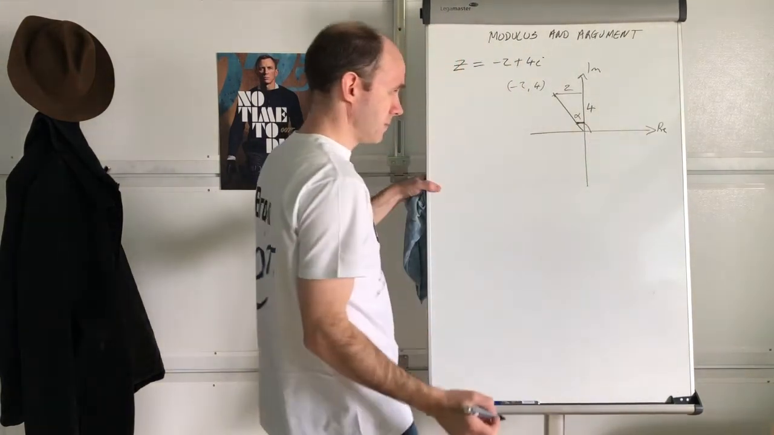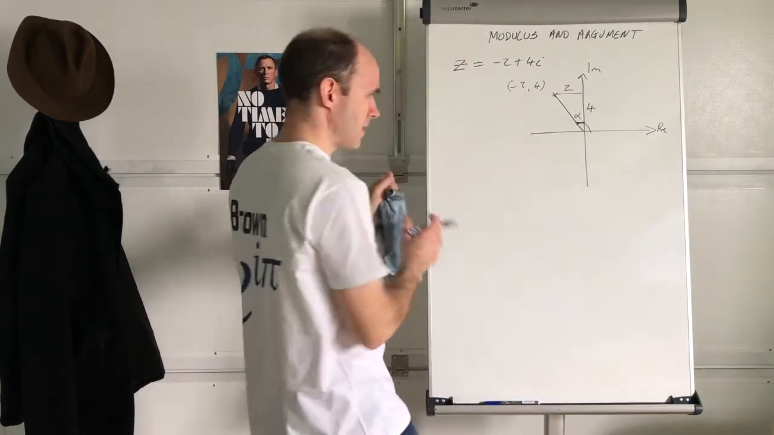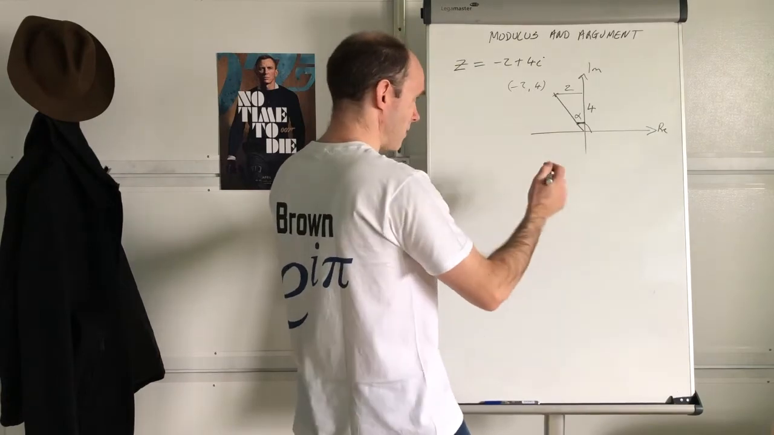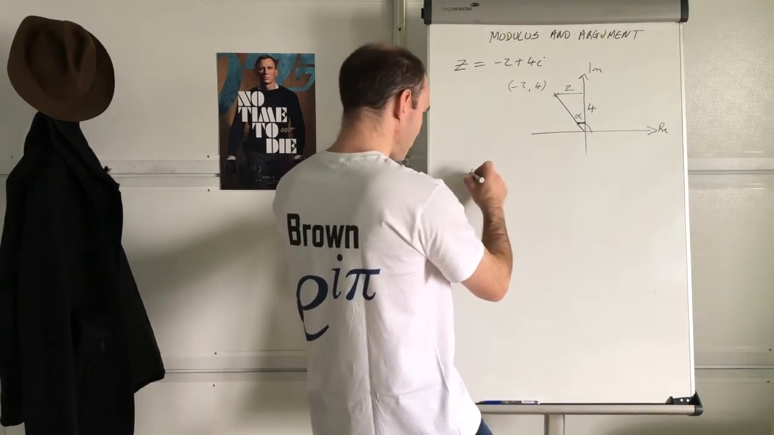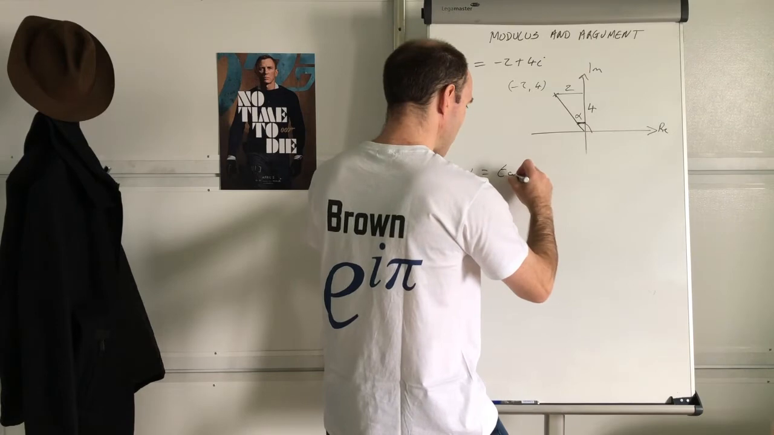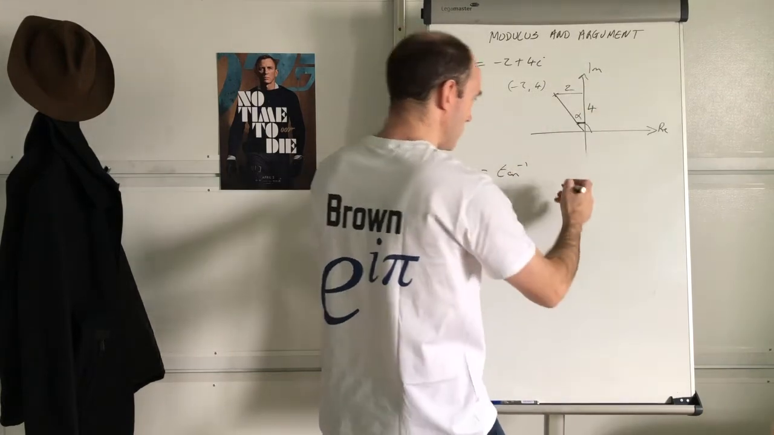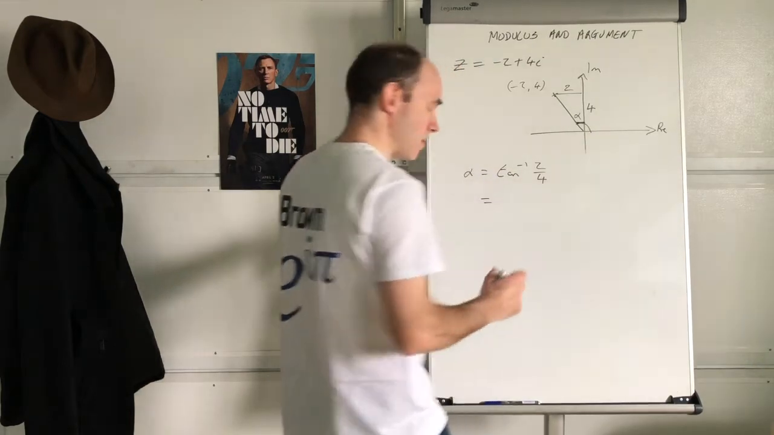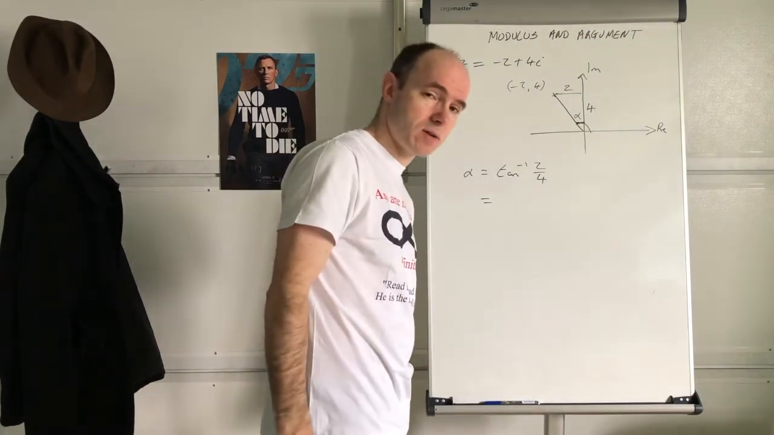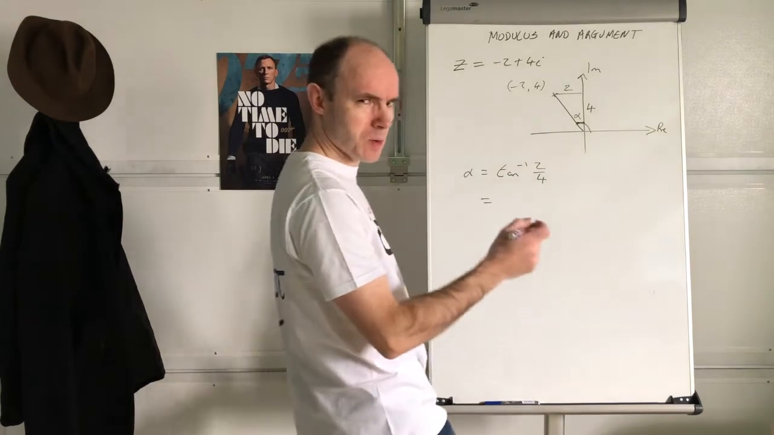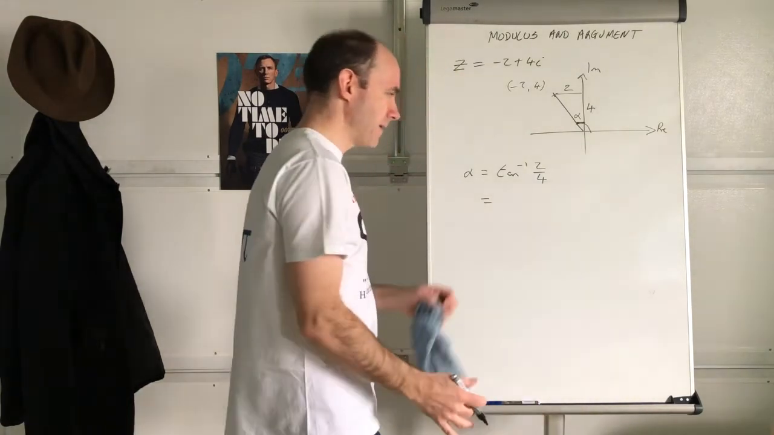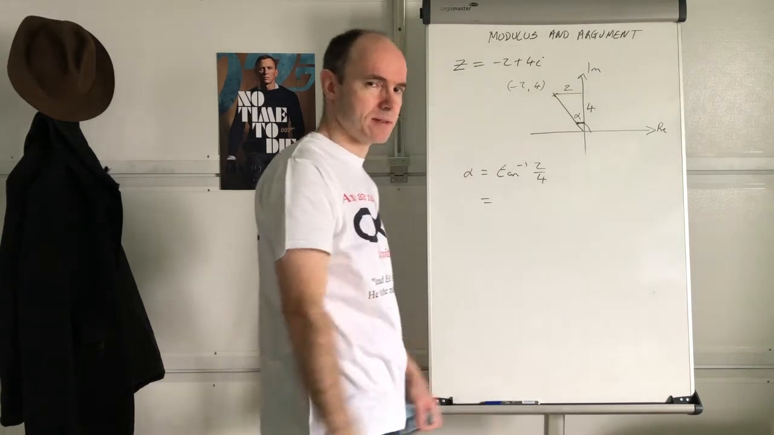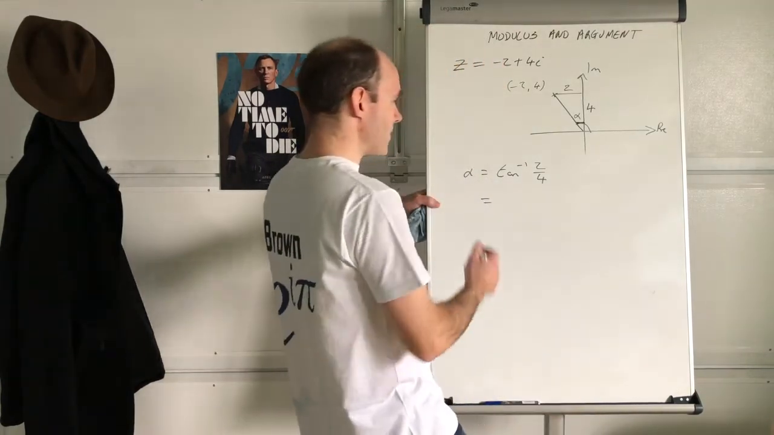I'm going to call it alpha. Greek letters always for angles. To work out what alpha is, alpha is equal to the inverse tan of 2 over 4, which is a half. I'm going to put 2 over 4 to make it obvious, and then we write down what the answer is. I don't have a calculator with me, so you can work that out and put it in. Degrees for the moment, but in my next video we're going to go on to radians.